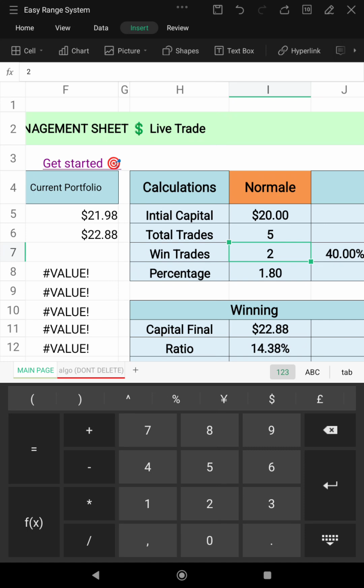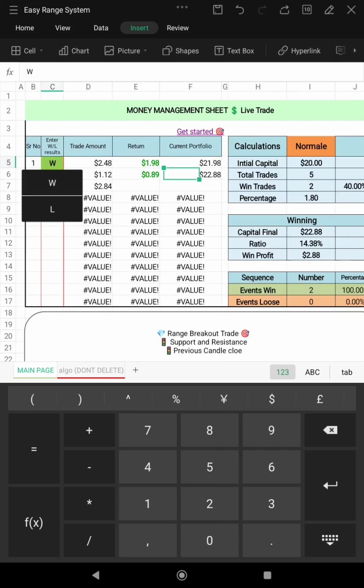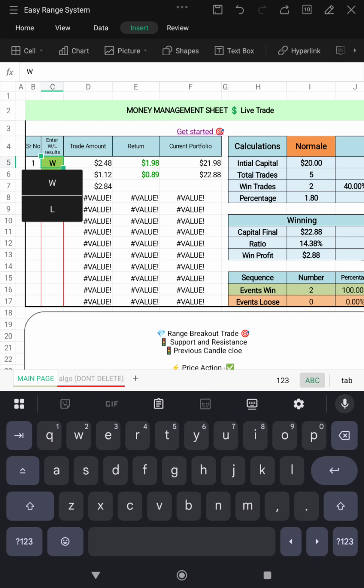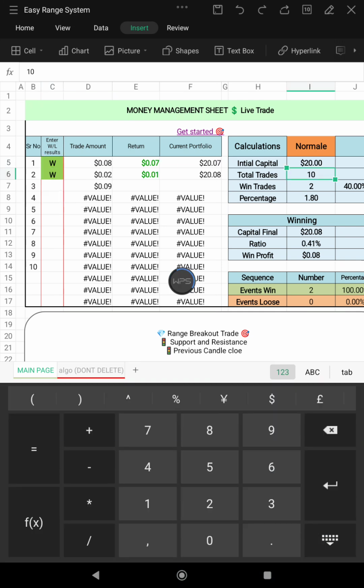That's all you need to do, even if you have some losses. For example, you have some losses over here. I'll show you how to go about that. Okay, it's that simple, guys. It's that simple. Do not calculate, do not change anything.